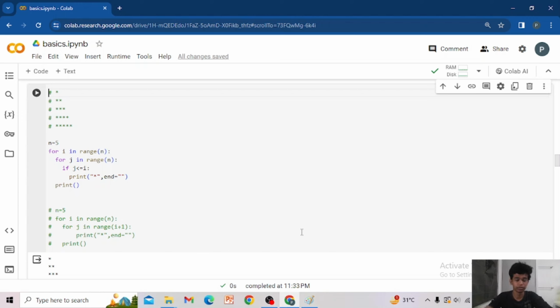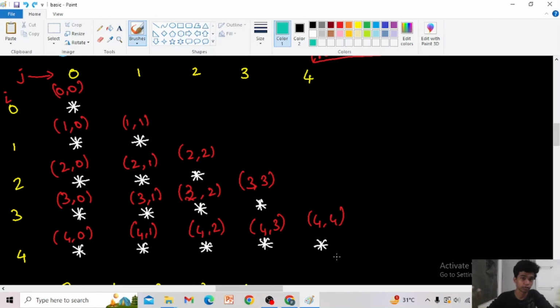In this video, we are going to start with the triangle patterns. Okay. First of all, this is the first triangle pattern. See here, just this. So let us take and write a row column configuration. See here, I have written the row and column configuration.